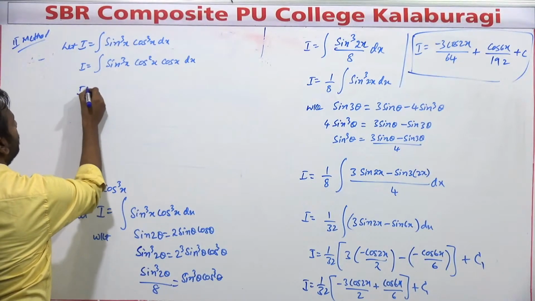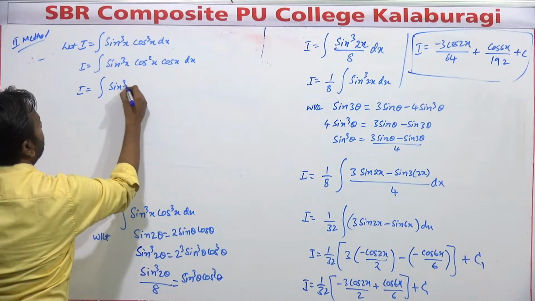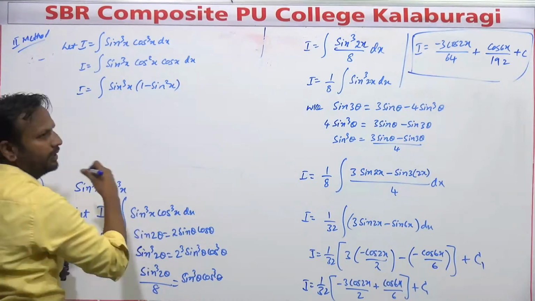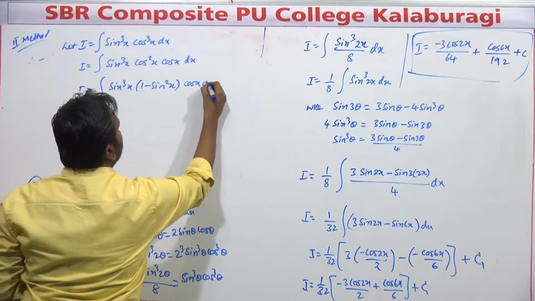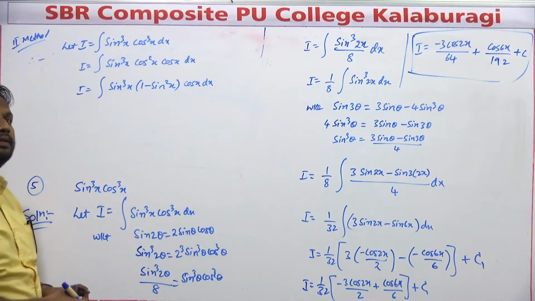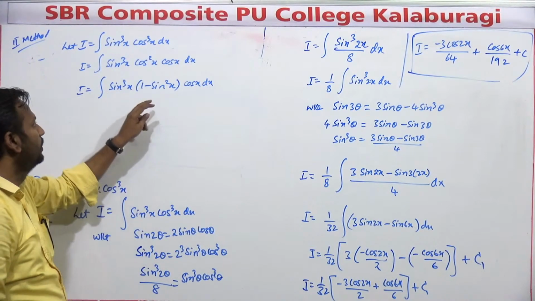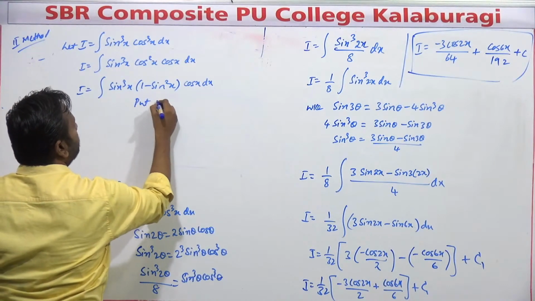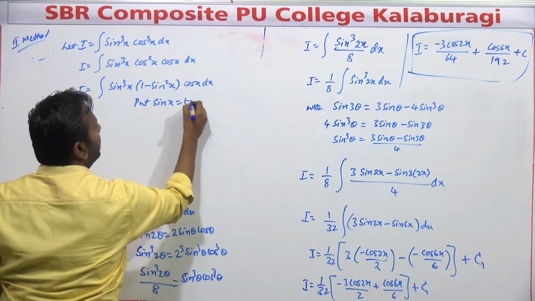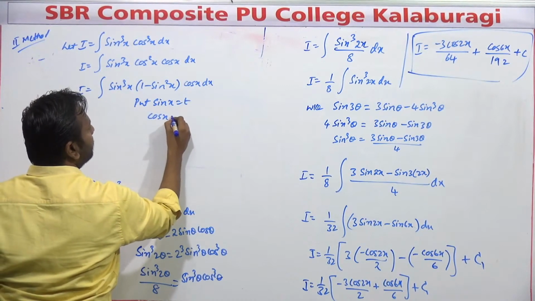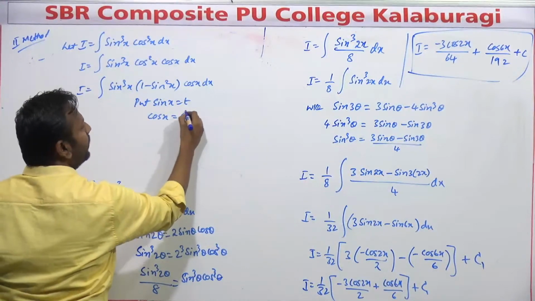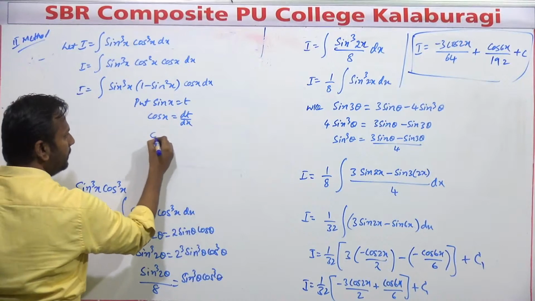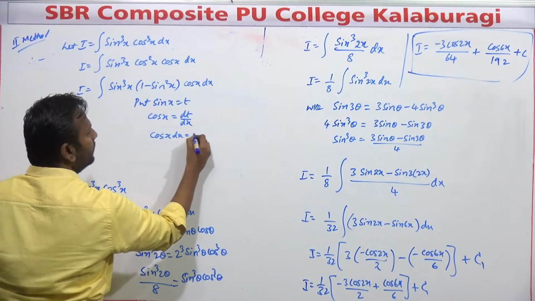Now, I know that cos square is 1 minus sine square. Yes or no? Cos square is 1 minus sine square, and the remaining cos x stays as it is. Now apply the substitution method here. As you know, the differentiation of sine is cos, so put sine x as t. Differentiate with respect to x: the differentiation of sin x is cos x, and t with respect to x is dt by dx. Cross multiply, so cos x dx is equal to dt.